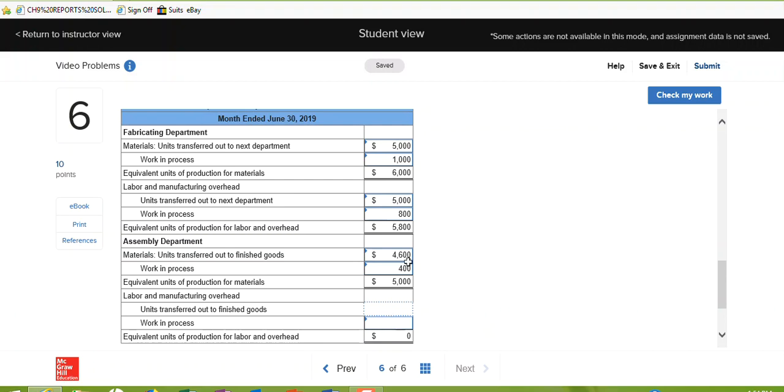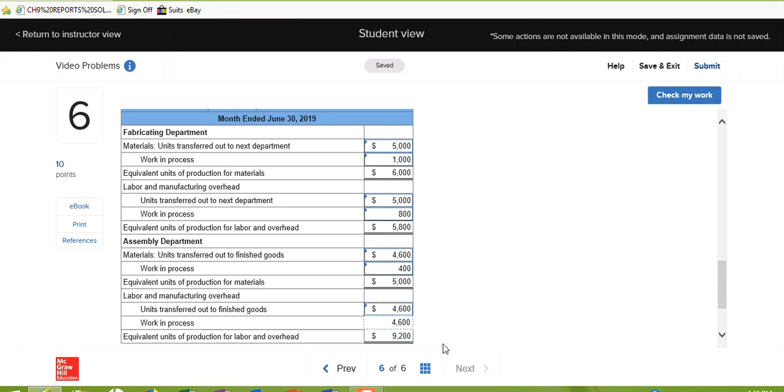They're 100% complete. So here's the 4,600 units that we transferred out. They're complete in terms of materials, labor, and overhead. So we're going to put that 4,600 in here. Whoops, I put it in the wrong box.